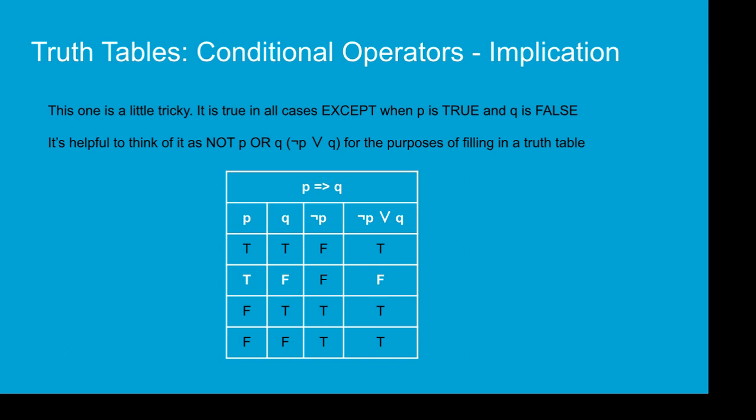It's false. So another way to look at it, for some people it's helpful. For other people it'll be like, how is that helpful? For some people it's helpful to think of it as not P or Q. Okay? Not P or Q for the purposes of filling in a truth table. So that's what I've shown here.